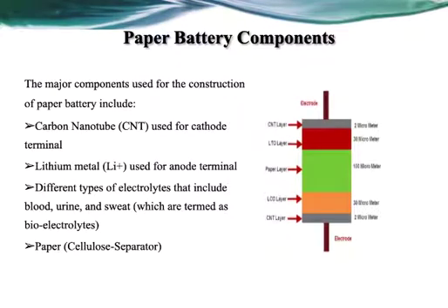Next we can discuss the components of paper battery. The picture depicts different layers of components. The major components used for construction of paper battery include as follows. First one, carbon nanotube used for cathode terminal. Second, lithium metal Li+ used for anode terminal. And different types of electrolyte that include blood, urine, sweat, which are termed as bioelectrolytes. And last one, paper as cellulose separator.